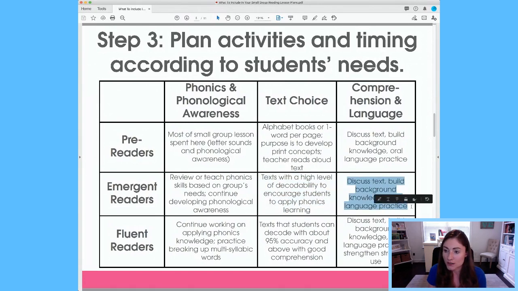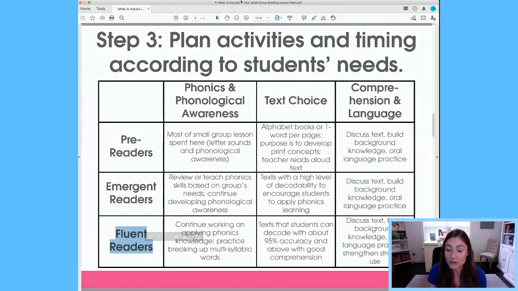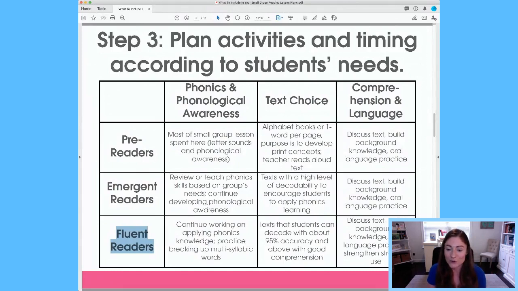Again, with comprehension and language, it's pretty much the same thing as your pre-readers. We still want to discuss the text, build background knowledge, and do oral language practice. Now, last but not least, before we go into our example lesson plans, we've got our fluent readers. Now, they're not done with their phonics knowledge necessarily, right? We're getting them to continue working on applying phonics knowledge. So it might be more complex here, right?